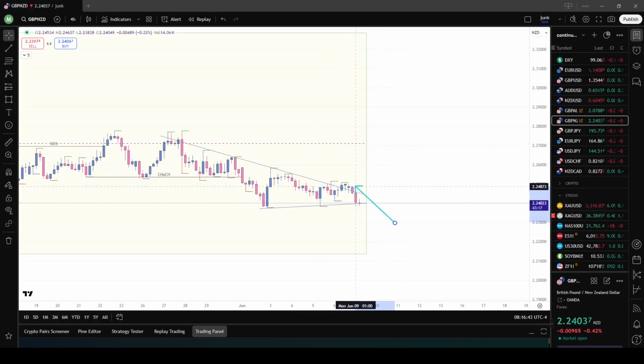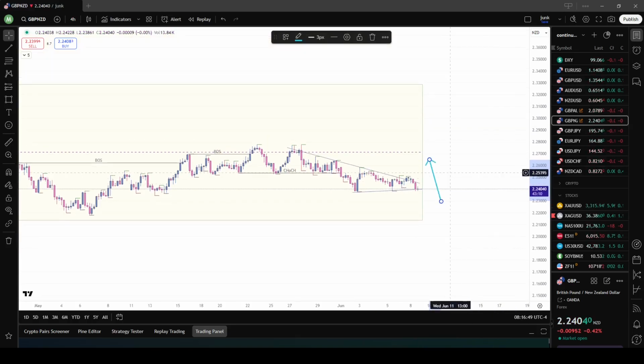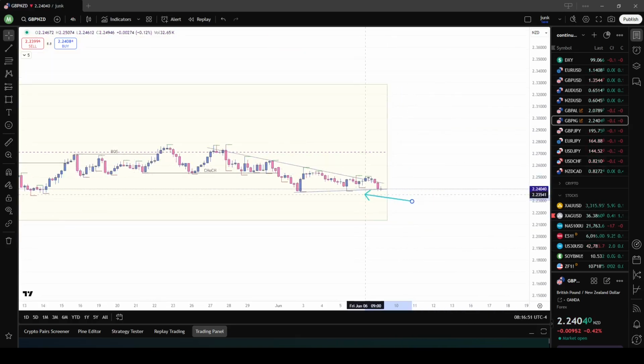So not looking for any opportunity presenting itself right now, but overall only looking for any type of selling opportunity if momentum does pick up and start to take out the lows of this area.